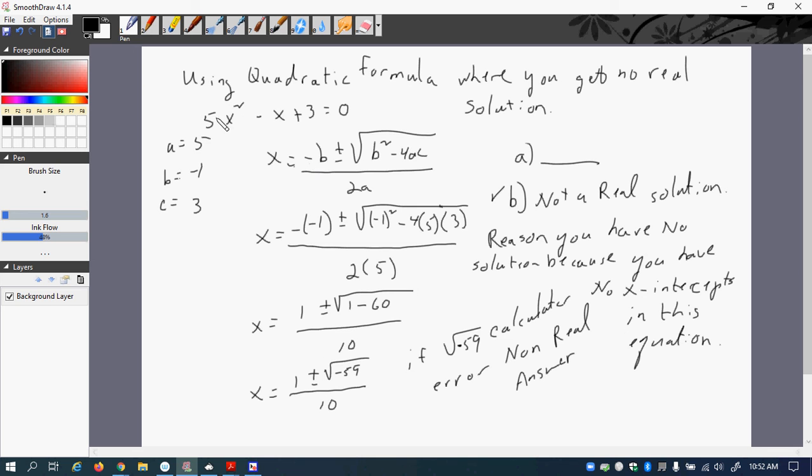So I would just graph this as y1, and just forget this part, but just graph this part of the equation, and you'll see that the curve doesn't do that. It does something like this. And so here is the x-axis, and an x-intercept has to cross through the x-axis. This one doesn't do that. And so that's why you get a no real solution for this particular problem.